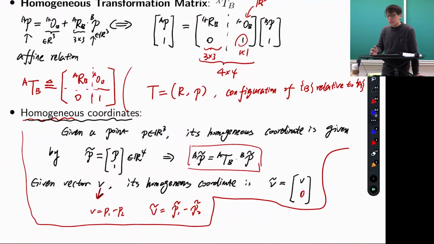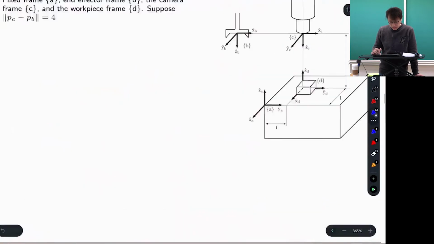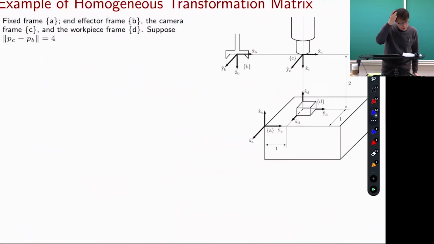Any questions? This is about homogeneous coordinates. We spent maybe 10 minutes on this, and that's almost all you need to know.